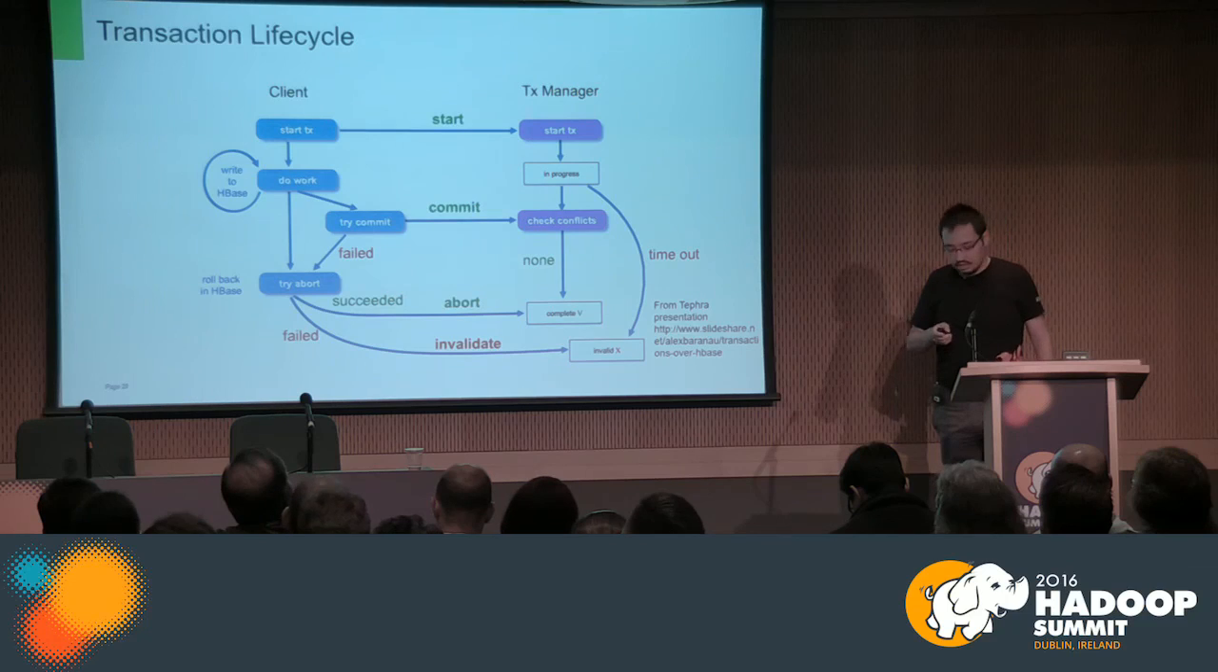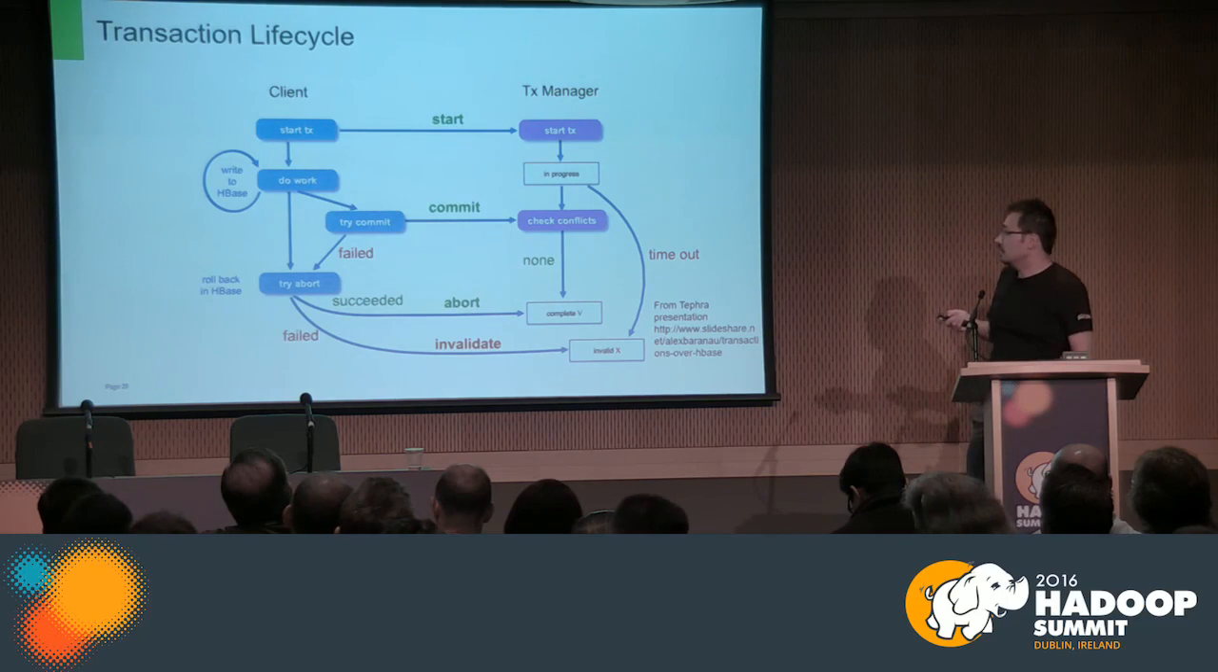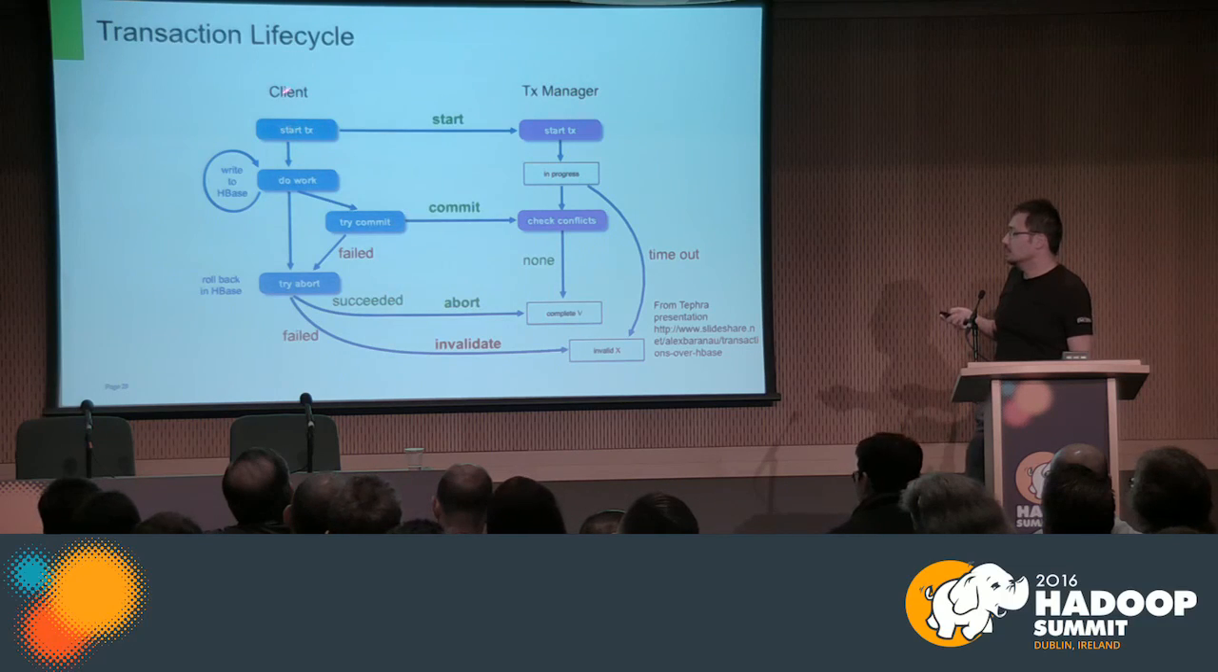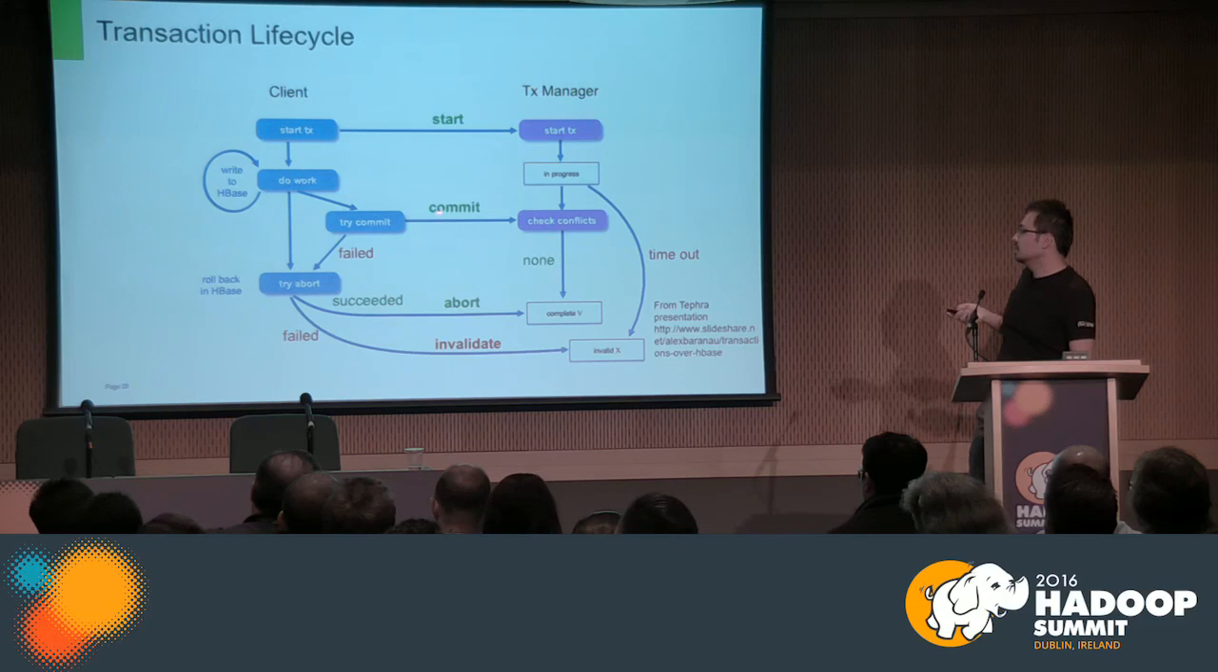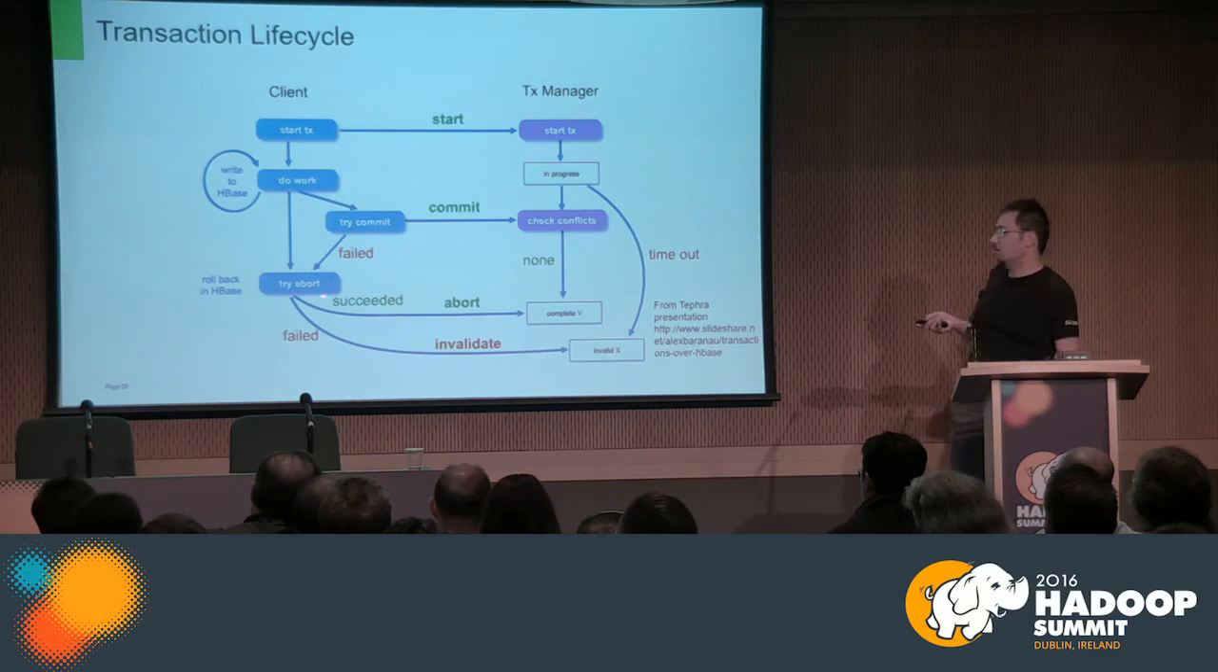And here is the transaction lifecycle. I don't think we will have the time to go into details, but the short summary is that the client at the start of the transaction will talk to the transaction manager, and the transaction manager will give a timestamp back. Then the client will do some work in terms of writes and reads for the transaction, and then it will try to commit the transaction to the transaction manager. If there are no conflicts, the transaction is committed. If there are conflicts, then we have to abort and undo the work that we did for the transaction.